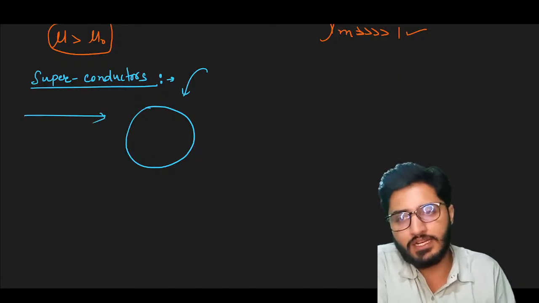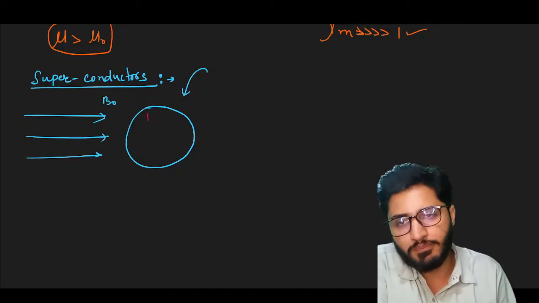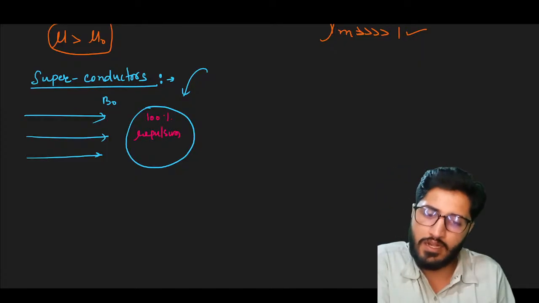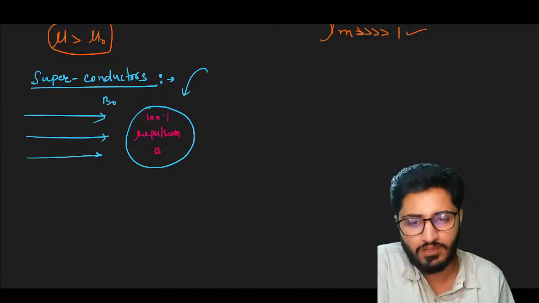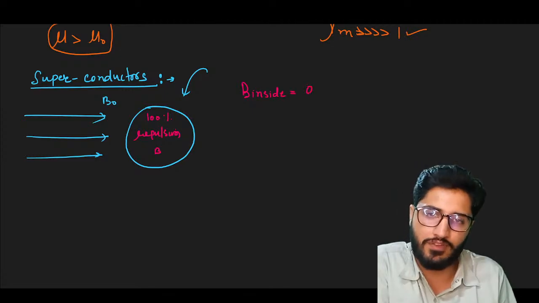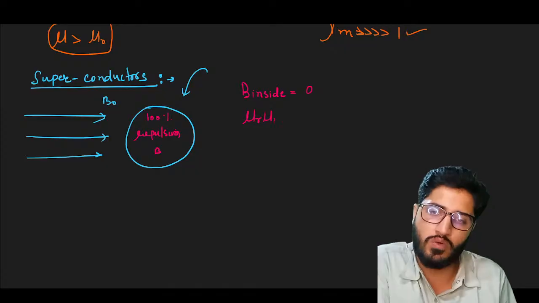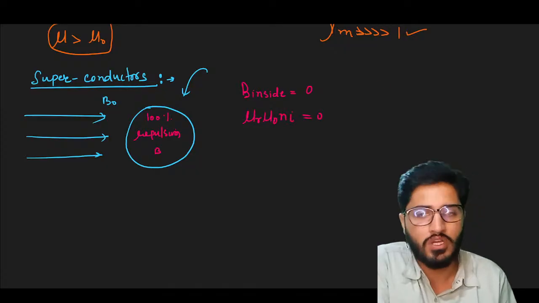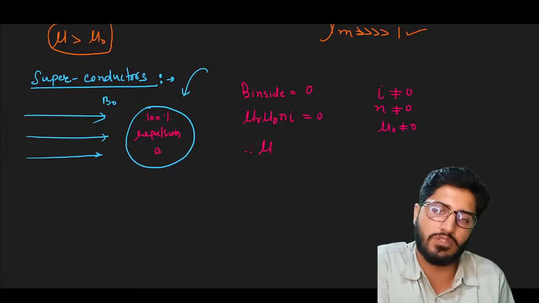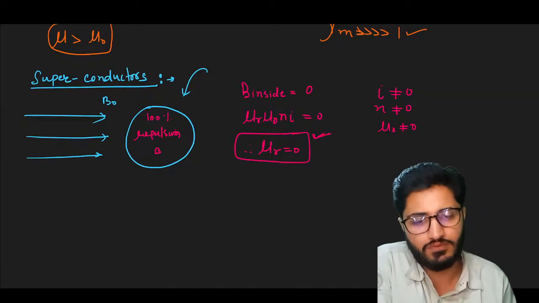If we are placing any external magnetic field, B naught, so this particular material will repel it, 100% repulsion. Okay. So what is B inside? Sir, B inside of my superconductor is 0. B inside means it is nu r nu naught ni equals 0. You can check, my current cannot be 0. Number of turns cannot be 0. Nu naught cannot be 0. So only one thing, that means nu r came out to be 0. For superconductors, nu r is 0.